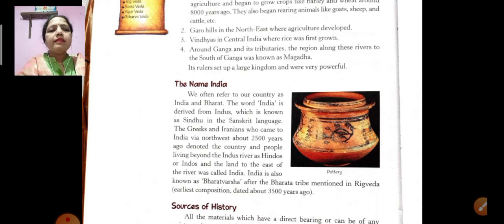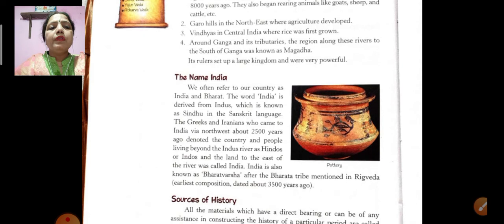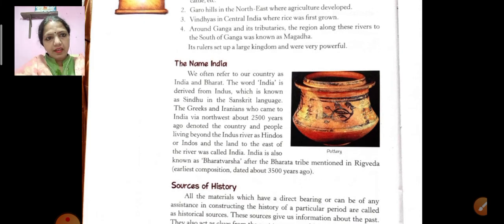The Greeks and Iranians who came to India via the northwest about 2500 years ago denoted the country and people living beyond the Indus River as Hindus or Indos, and the land east of the river was called India. India is also known as Bharatvarsha after the Bharata tribe mentioned in the Rig Veda. Its earliest compositions are dated about 3500 years ago.